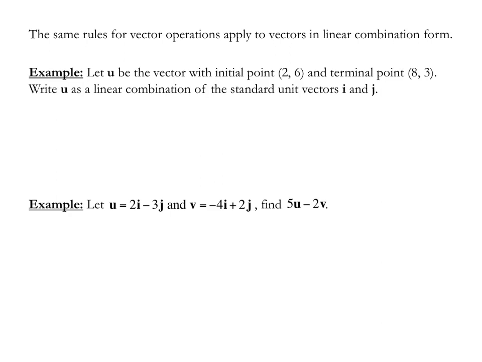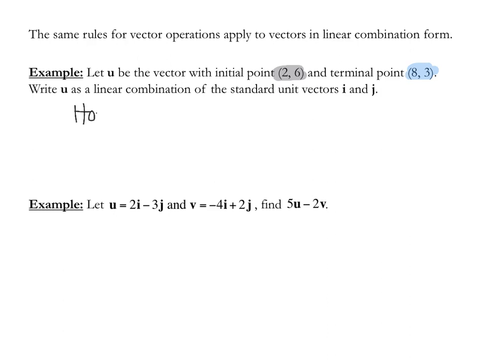Alright, so then the same rules that we just applied to the vectors in the bracket form apply to vectors in linear combination form. So this is an example like we started with in the bracket form, where we're starting not at 0. We have an initial point of (2, 6) and then another point of (8, 3). And we want to put this into standard form, which means I need to know what the horizontal component and the vertical component are. So I need to look for those changes.